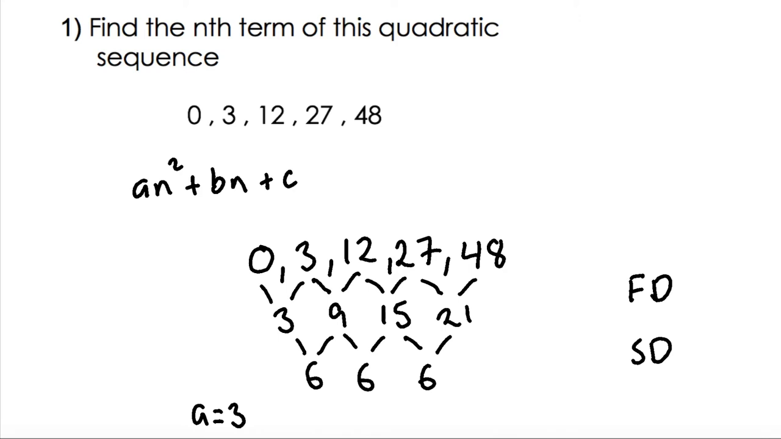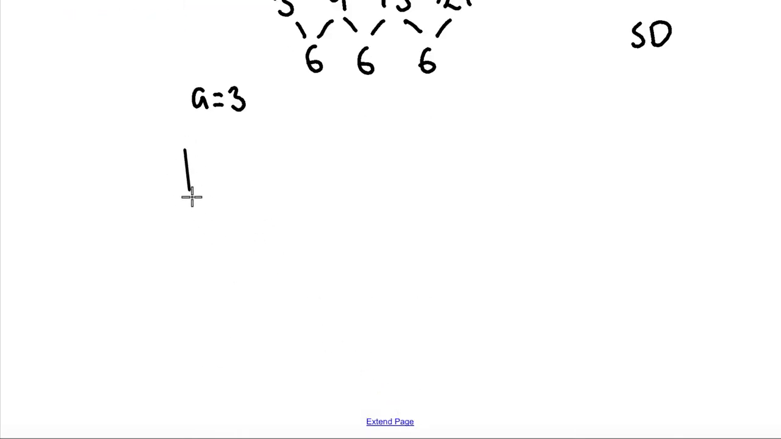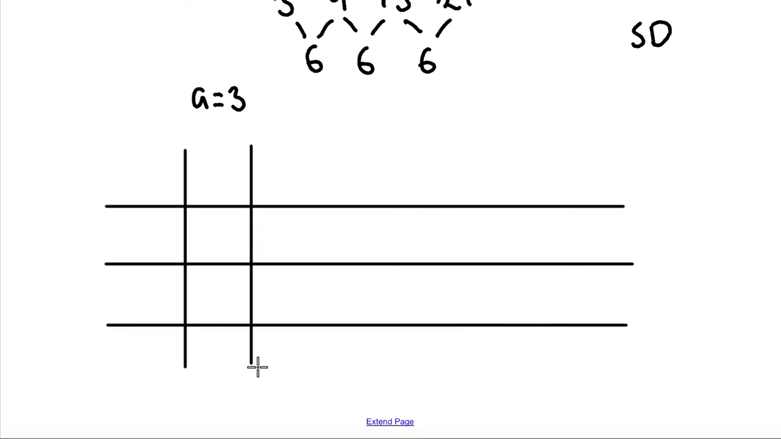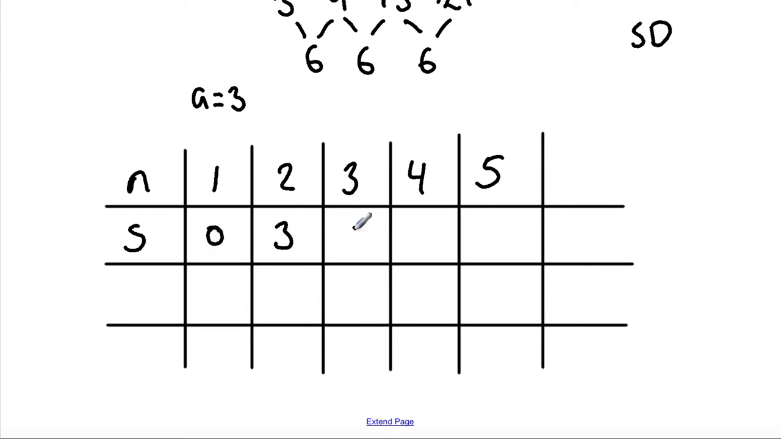Now I'm going to construct a table to find the value of b and c. The first row is the nth terms, so n, we have 1, 2, 3, 4, and 5. The second row is the sequence, so we have 0, 3, 12, 27, and 48. The third row is 3n squared.